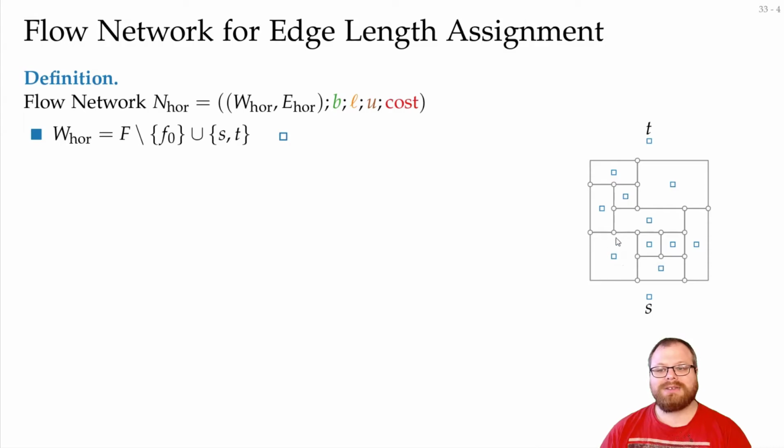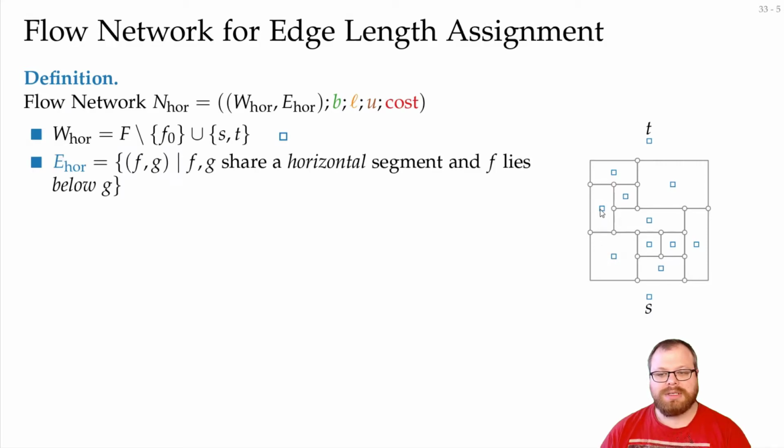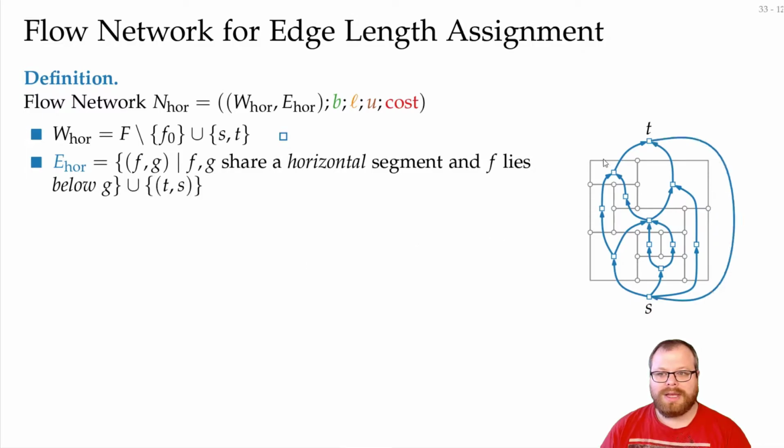And the edges correspond exactly to these horizontal segments. So we have an edge from one face to another one, if and only if there's a horizontal segment between them and this face lies below the other. So we get from S these three segments, so these edges, and these edges, and so on up to T. And then we also add an edge from T to S so that we can close the circulation.